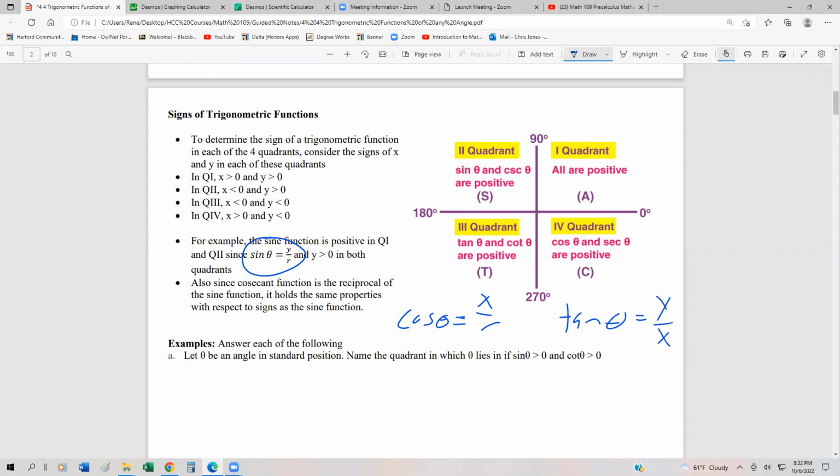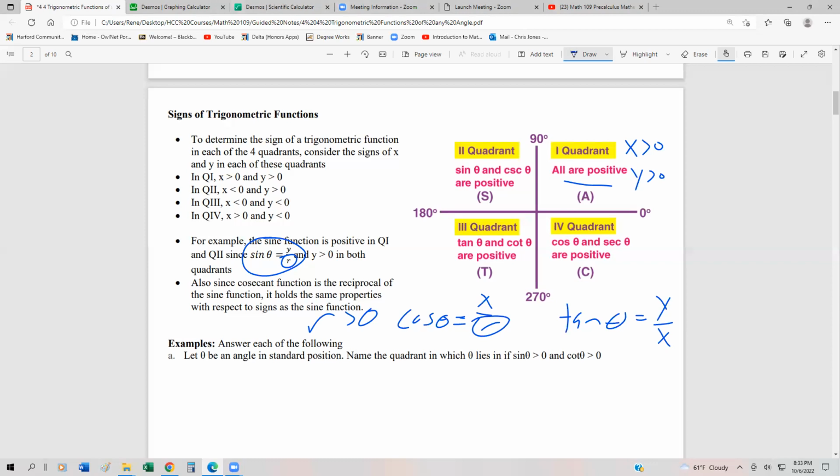Now, what we're doing with these is considering the signs of x and y in all the quadrants. No matter what, r is going to be greater than 0, so it doesn't even matter what r is for any of these. All right, so think about this. In quadrant 1, x is positive and y is positive, so all the trigonometric functions are positive.